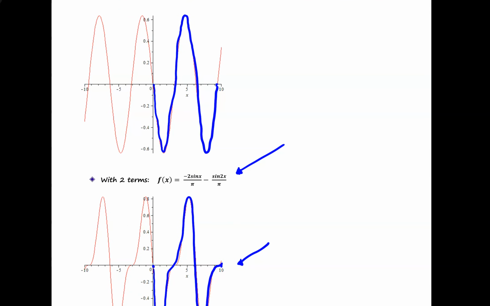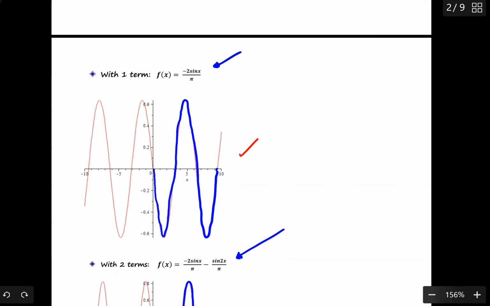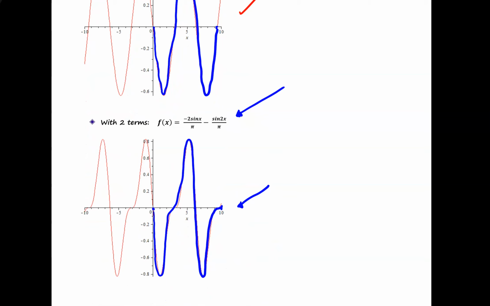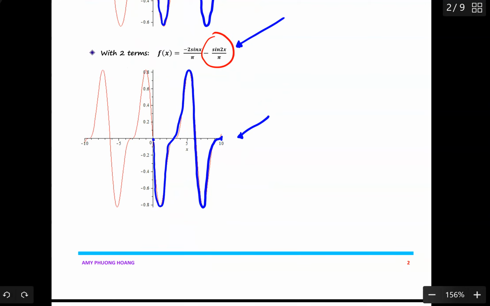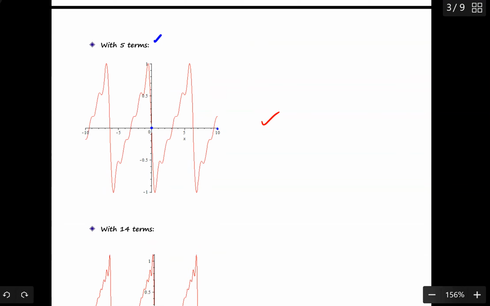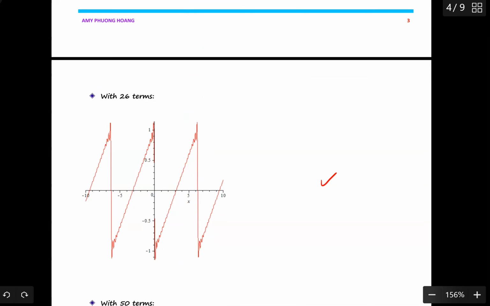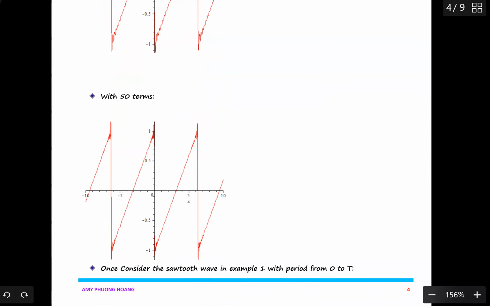So let's repeat this. Here I only have 1 term, so 1 term is a sine graph for sure. In this case, I add another, negative sine 2x over pi. It turns into this. Now I have 5 terms, it turned into this. I got 14 terms, I got 26 terms. Now you can see that it almost turned into a straight line, right? So here I have 50 terms. So in this case, I will have a sawtooth wave.